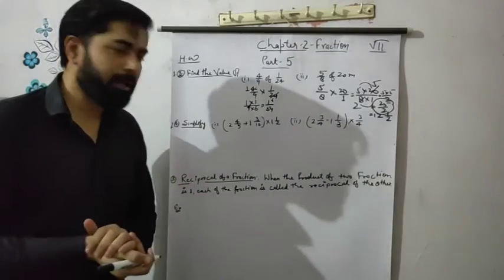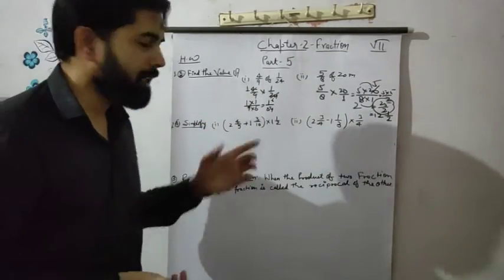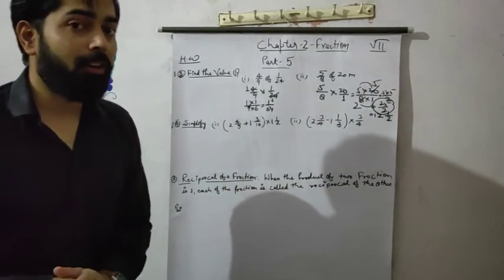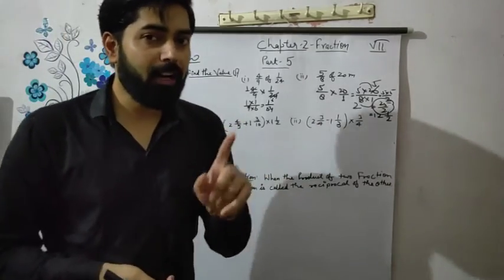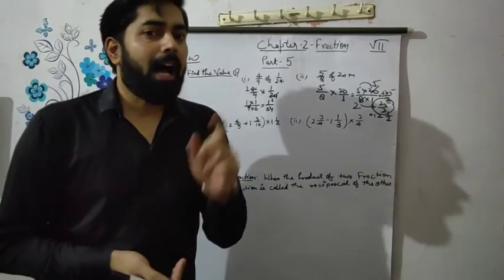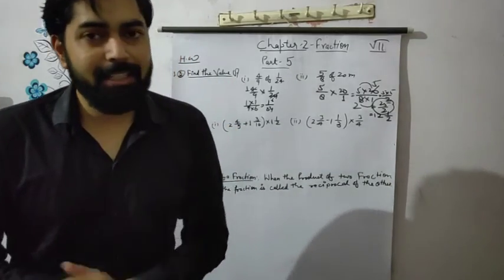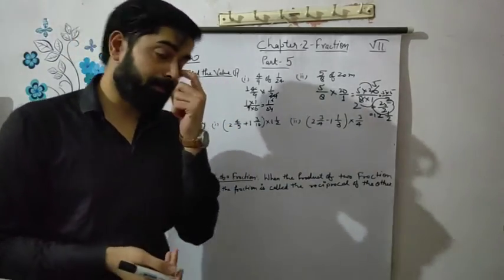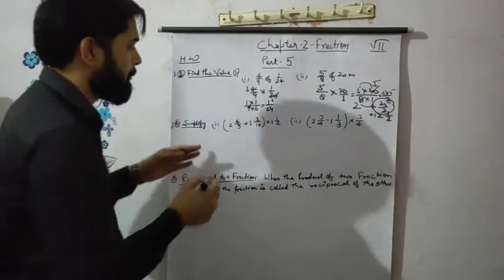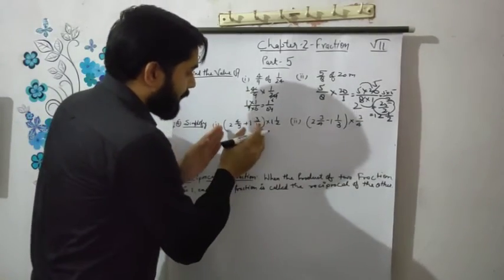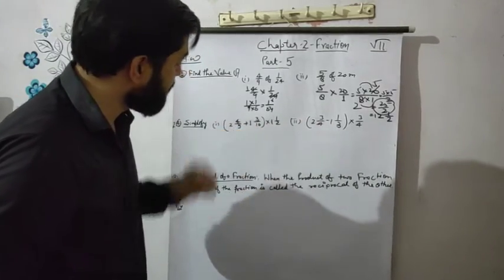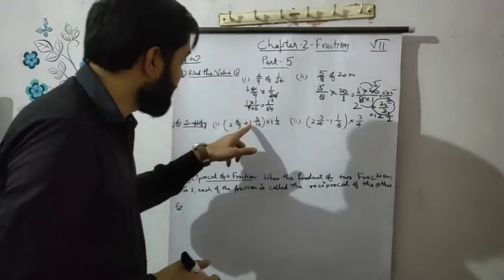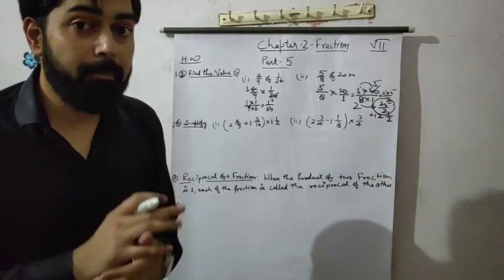Now next is the simplify question. In simplification we know we solve according to the BODMAS rule. B for bracket, O for of, D for division, M for multiplication, A for addition, and S for subtraction. First we open the bracket. So which bracket is here? A small bracket. In the small bracket there is addition, but it is given in mixed form.